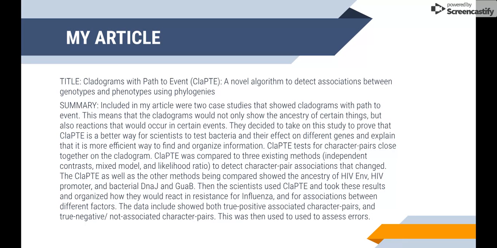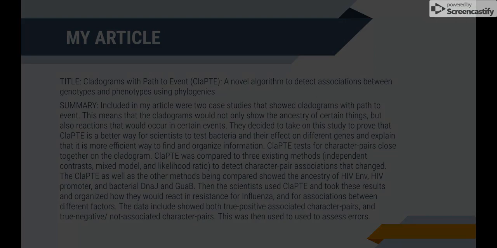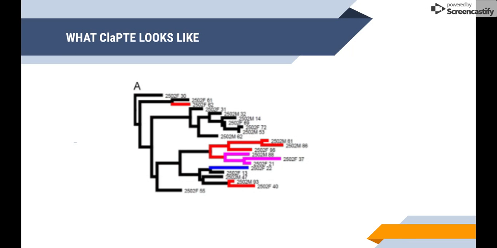The data included showed both true positive associated character pairs and true negative non-associated character pairs. This was then used to assess errors. Here is what CLAPTE looks like. As you can see, it has many branches that follow ancestry, but you can also see that it branches out based on how it reacted with certain factors involved.